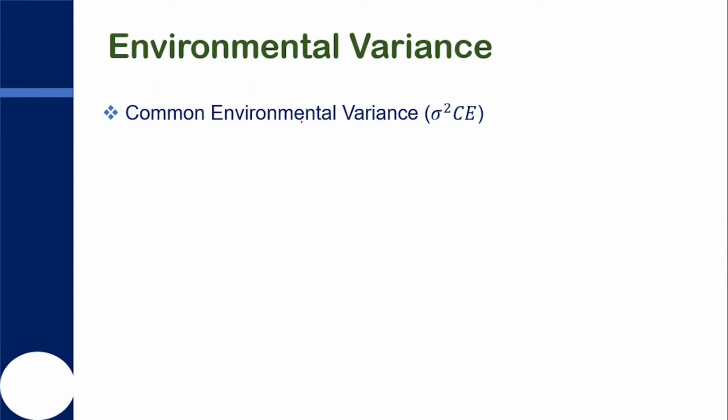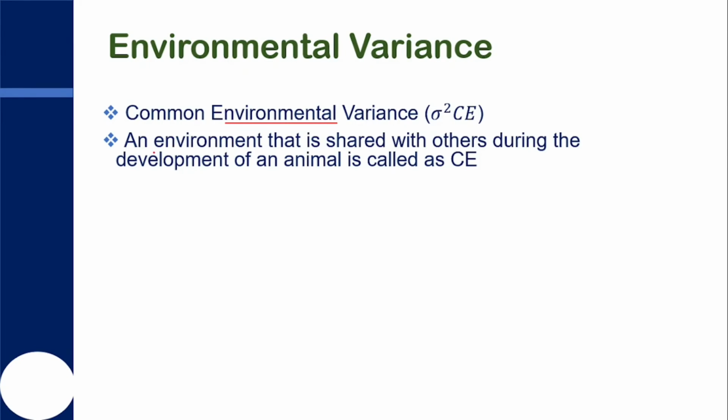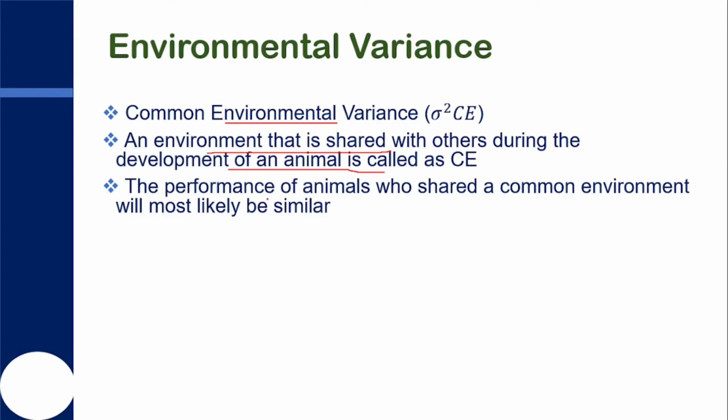Now we will discuss the common environmental variance. First we will define what a common environment is. A common environment can be defined as an environment that is shared with others during the development of an animal. The performance of animals who share a common environment will most likely be similar. So that is the simple thing.